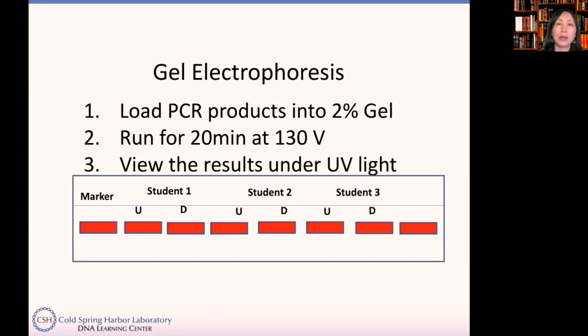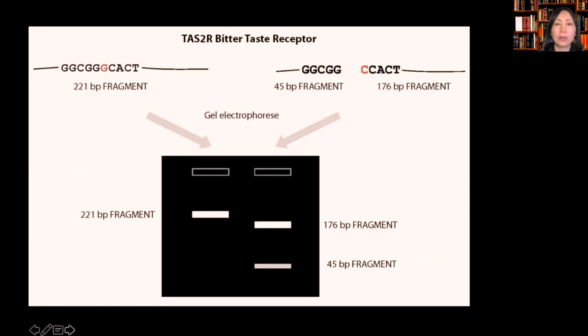Again, here we used a 2% agarose gel, which means we use 2 grams of agarose dissolved in 1x TBE buffer with the gel. We also run the gel in 1x TBE buffer. Okay, so next I'm going to show you how to get your result.